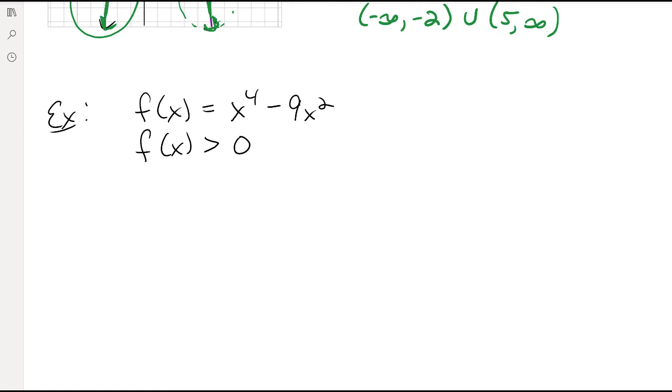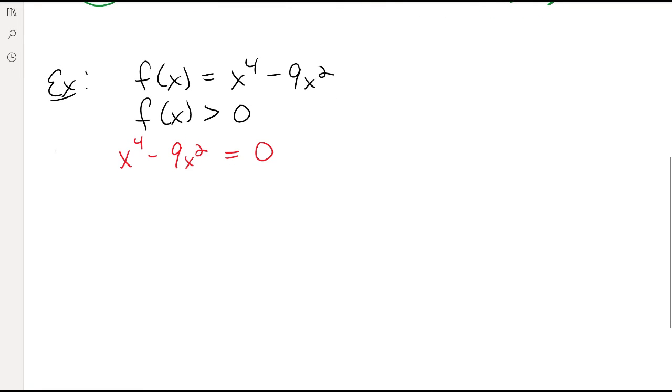The first step is find the zeros, find the x-intercepts for this function. So let's do exactly that. We're going to take x to the fourth minus 9x squared, set that equal to 0, and solve this via factoring.